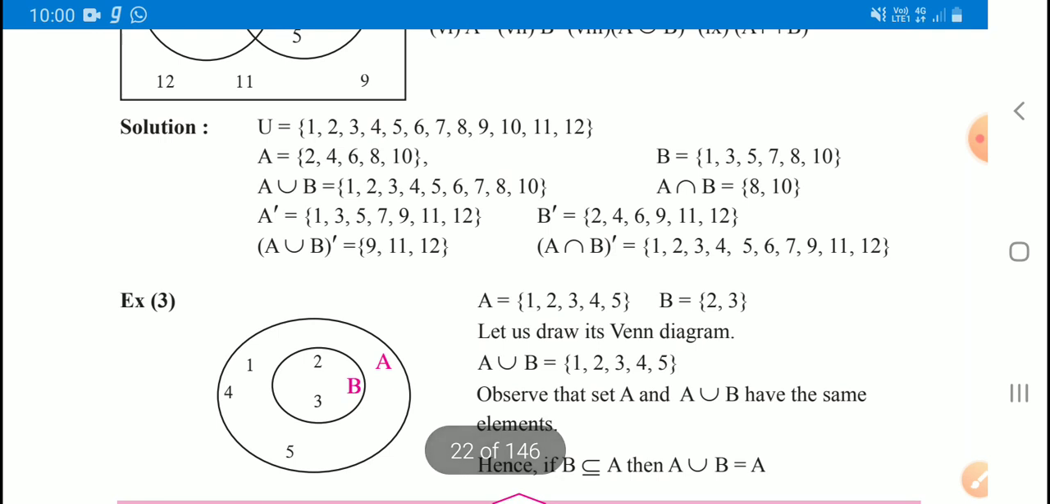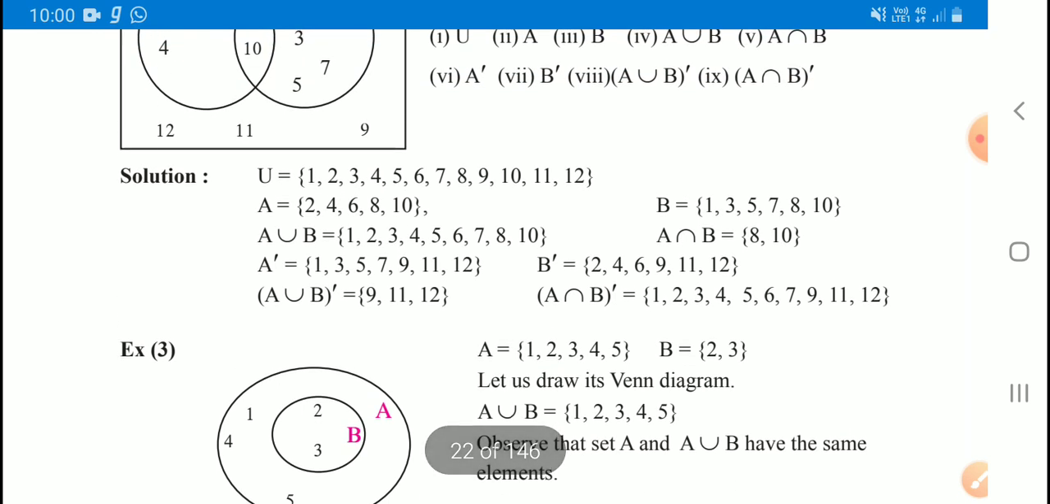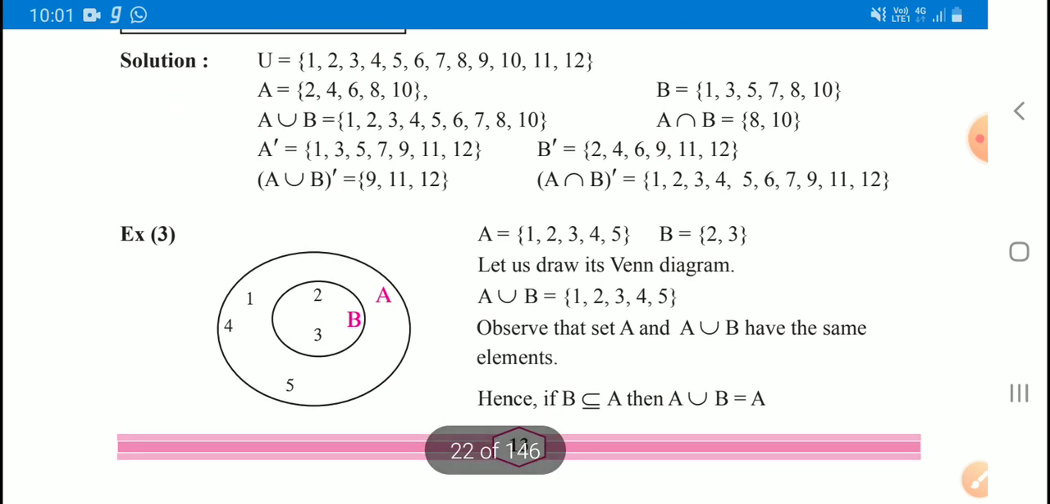Same way, (A intersection B) complement means the elements from U not from A intersection B. So these are, except 8 and 10, 1, 2, 3, 4, 5, 6, 7, 9, 11 and 12.